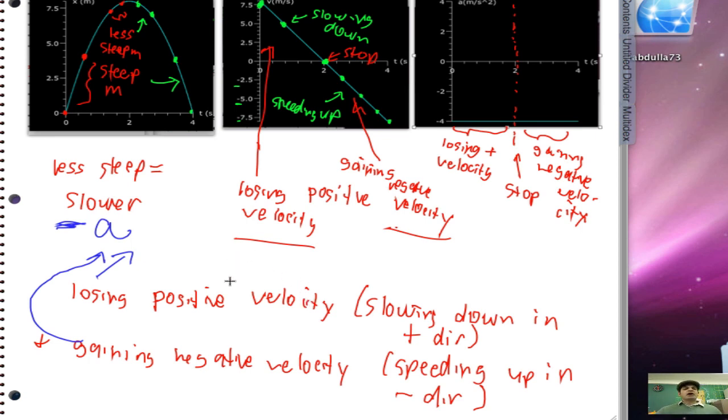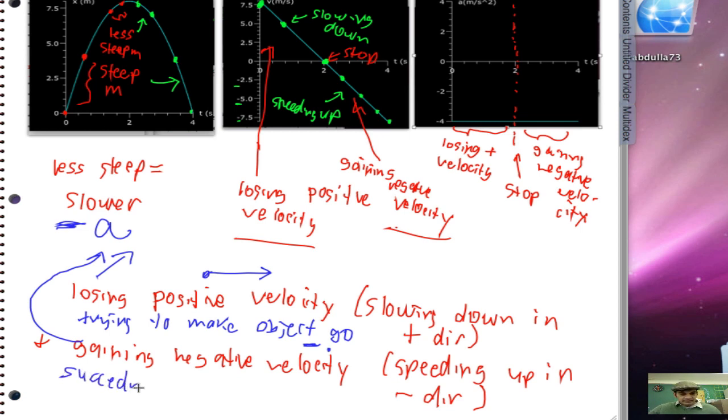So what that means is our new idea of negative acceleration is something has negative acceleration when we're trying to get it to go in the negative direction. Because if you're going this way and I'm slowing you down, losing positive velocity means the acceleration is trying to make the object go negative. And when we're gaining negative velocity, it looks like we're succeeding in making the object go negative. And that's a deep idea. I would recommend you actually stop the video right now and re-watch this part like 3 or 4 times. So we're succeeding in making the object go negative.